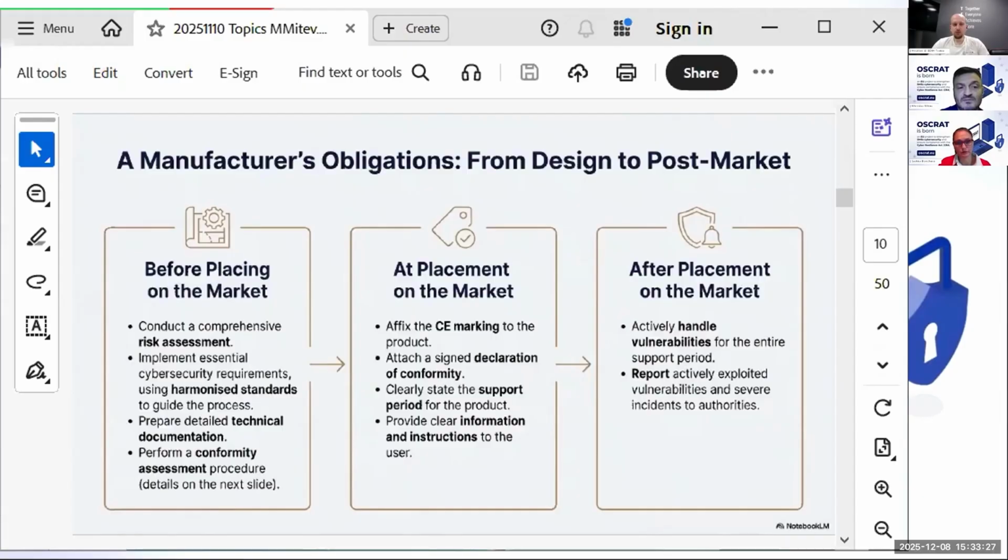After the product is on the market, the manufacturer must manage vulnerabilities for the entire support period and report exploited vulnerabilities and incidents to authorities. You can see that the CRA covers the entire life cycle of the products.